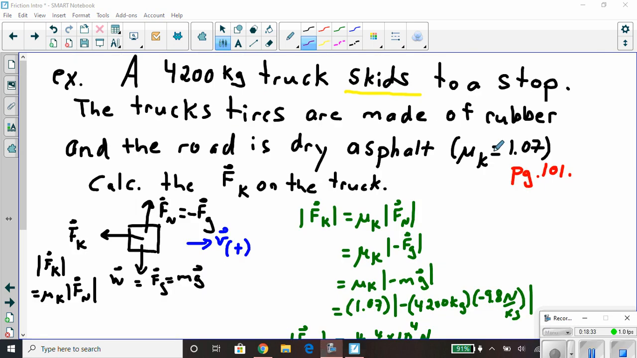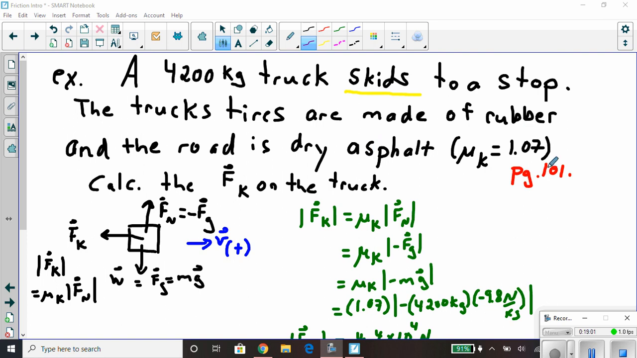Okay, well, why don't we do an example here, and it'll help us clarify things. At least I'm hoping, as we go through this distance learning. So let's say we have a 4,200 kilogram truck, and it skids, so the tires lock up and it's skidding. The tires are not rotating, and it skids to a stop. And let's say the truck tires are made of rubber and the road is dry asphalt.